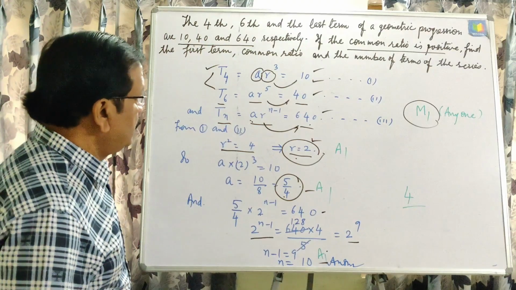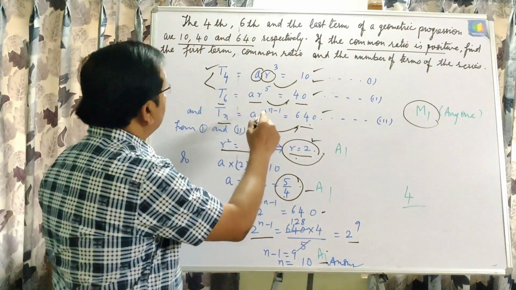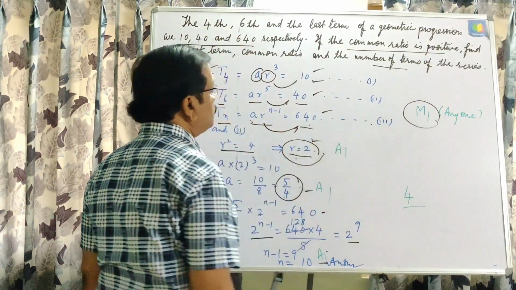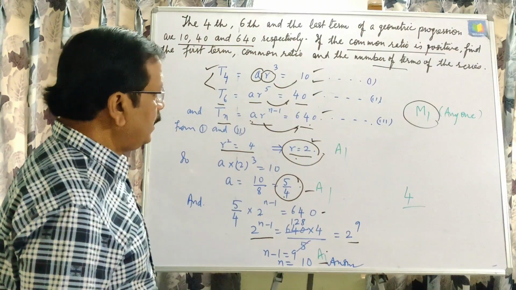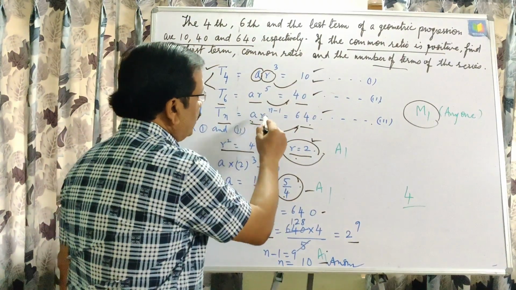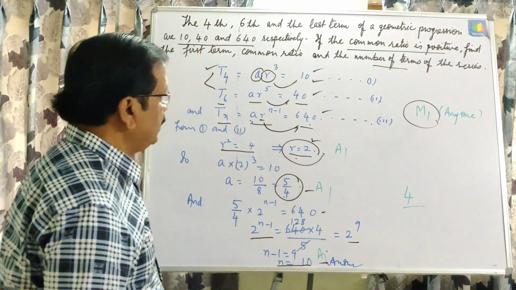But one problem in the marking scheme: suppose ultimately you have to find this number of terms. If you take these two equations and divide, then you can find this value directly. Okay, and then n is equal to 10 you can find.